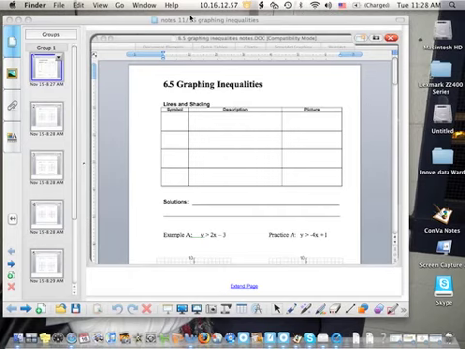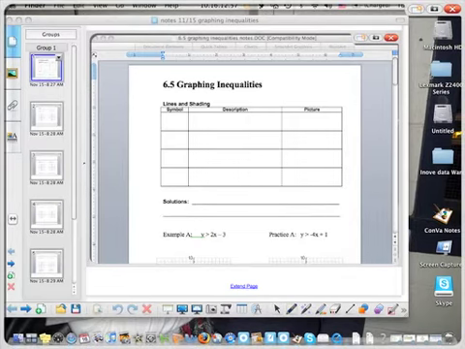Okay, today we're going to graph inequalities on a graphing grid. These notes were given on Monday, November the 15th. And so the first thing we need to look at are the symbols that go with graphing inequalities.